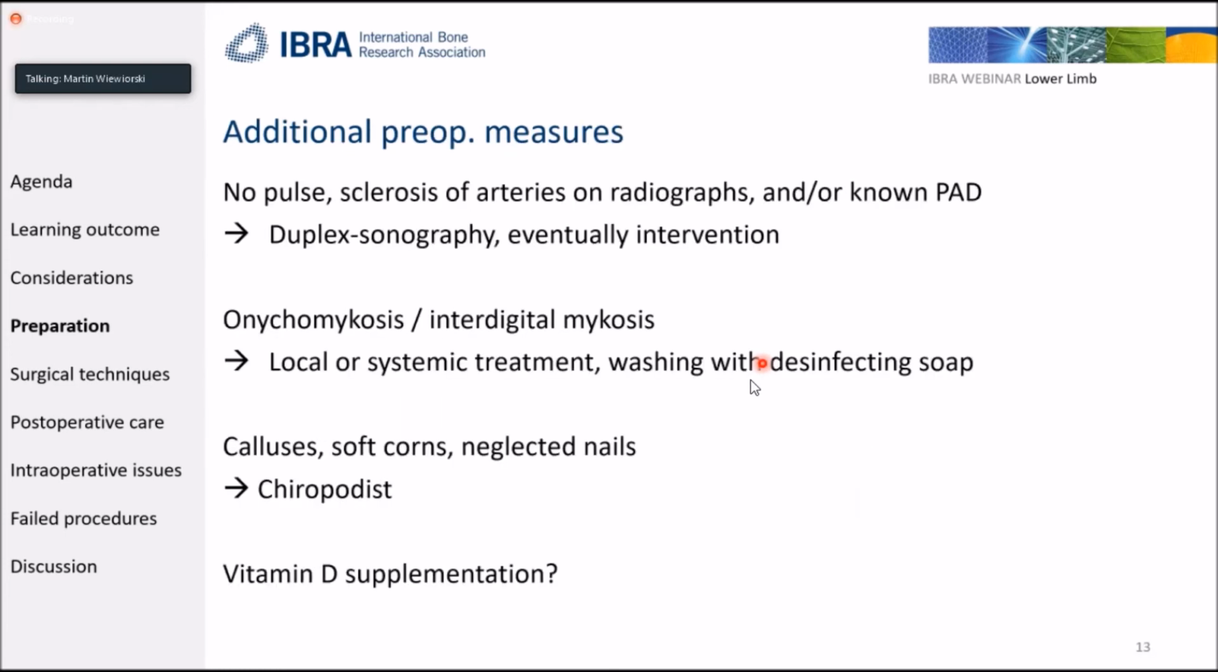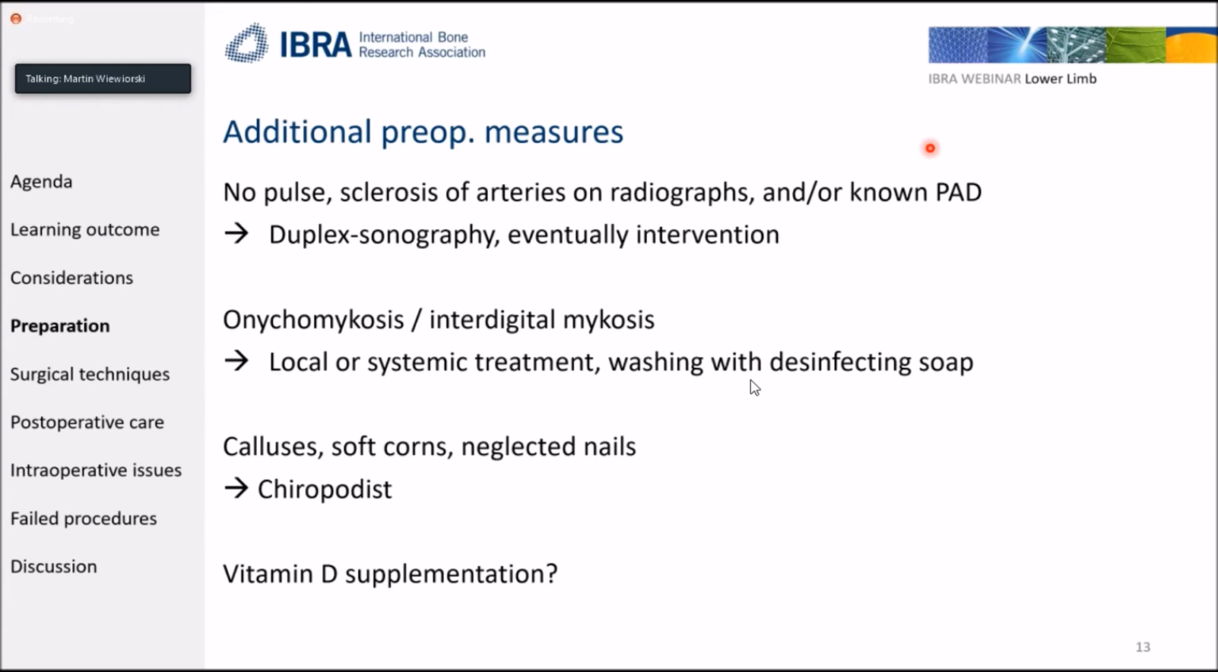Additional preoperative measures that you have to do, especially if you can't palpate a pulse during the clinical examination, or you see sclerosis of the arteries on radiographs, or the patients may have a known peripheral arterial disease. I think you should perform a duplex sonography, and maybe the patient even needs intervention before surgery to make sure that all the osteotomies or fusions you do, and the skin, can actually heal. So there's enough blood supply to the foot.